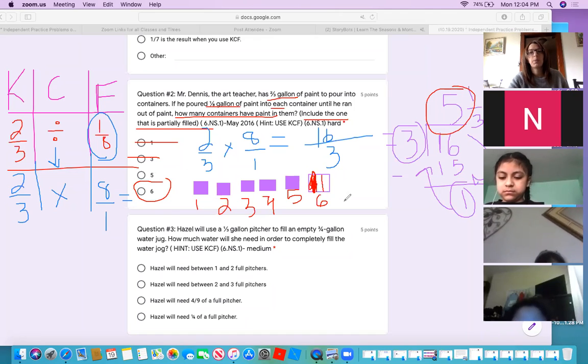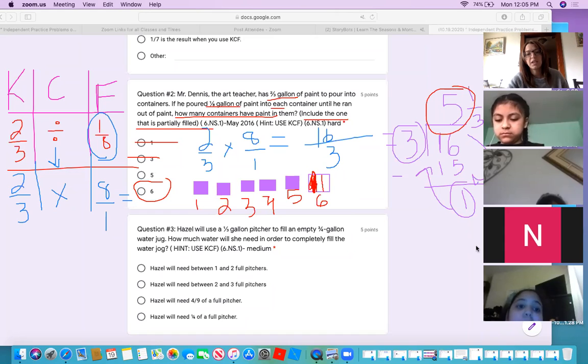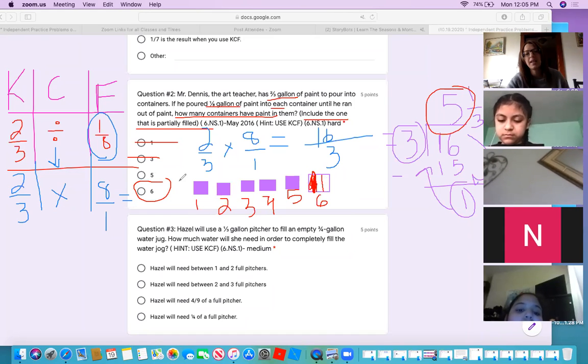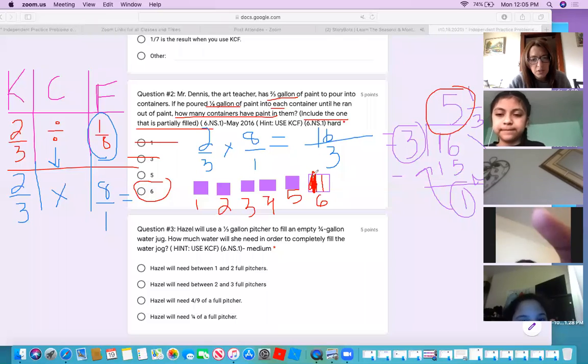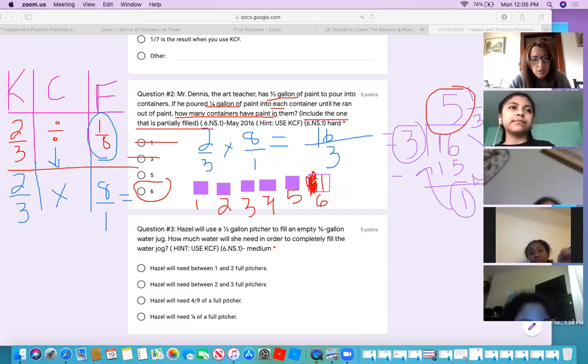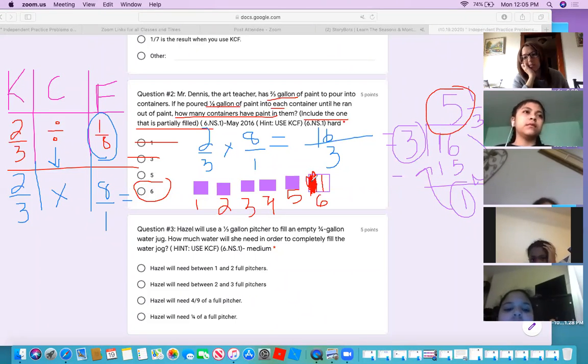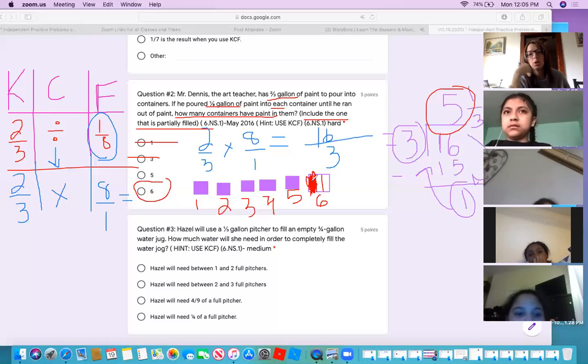We have to spice up your wording a little bit. Jackson, why do we need 6 containers of paint and not 5? Because what are we adding? I shaded this. Anybody want to help Jackson out? You get positive kickboard points. Why is it 6 and not 5?